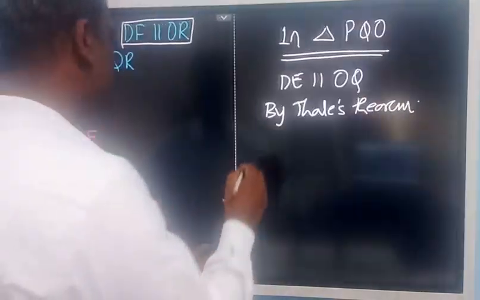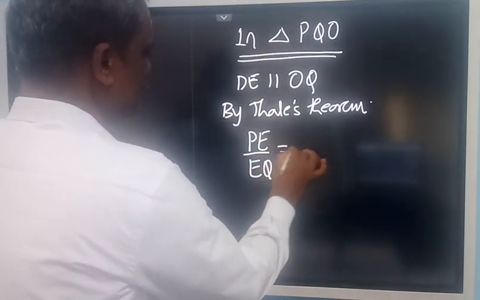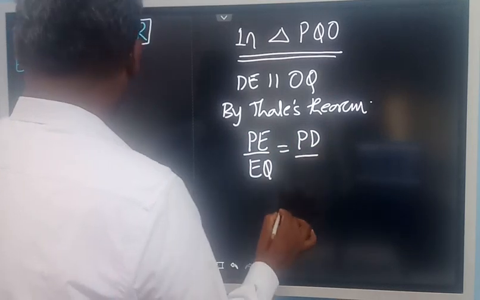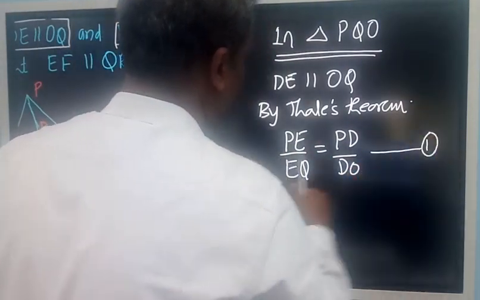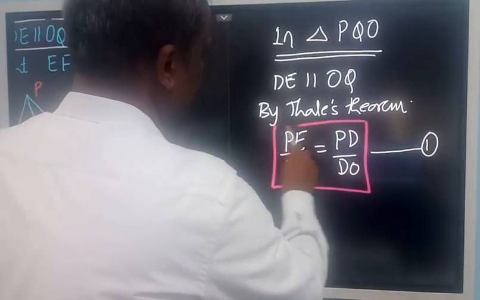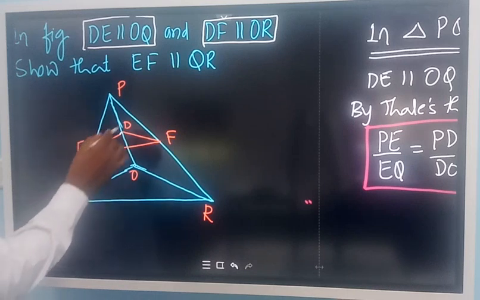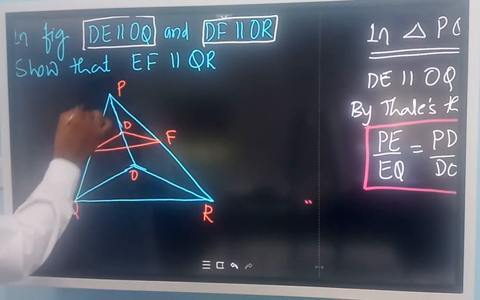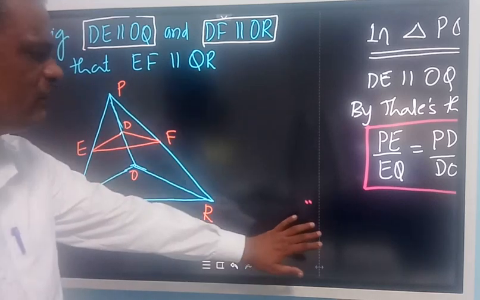PE by EQ is equal to PD divided by DO. So call this equation number 1. Okay, look at this diagram. In this triangle, DE parallel to OQ, therefore PE by EQ is equal to PD by OD. So that we have written.